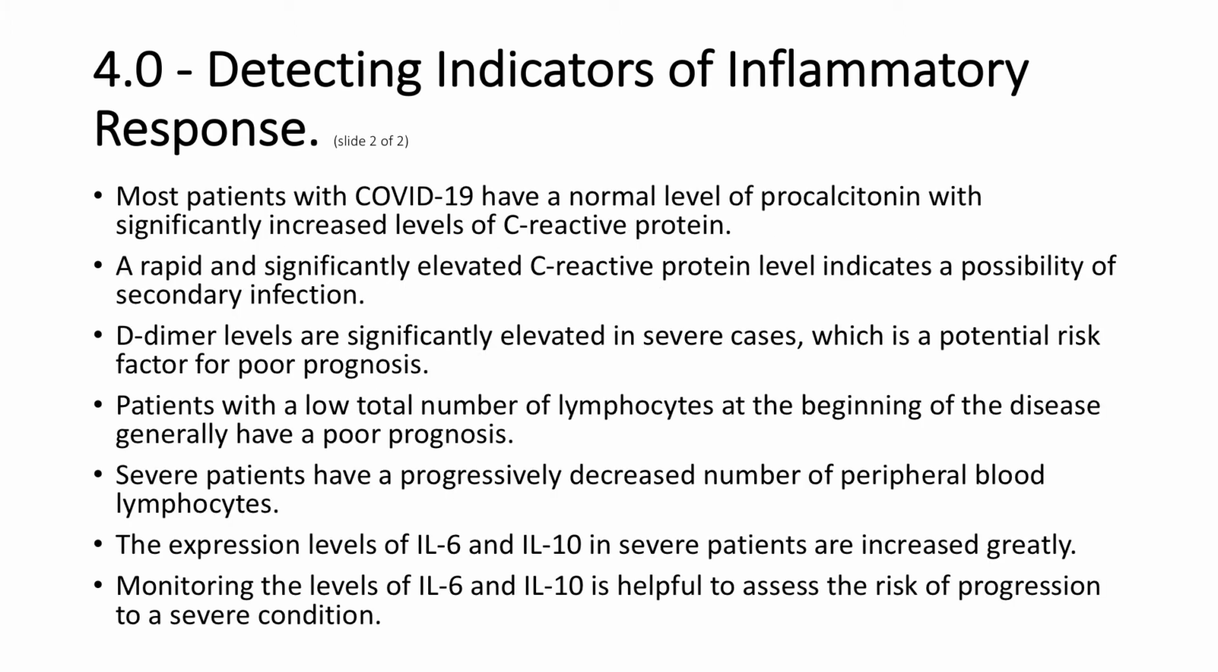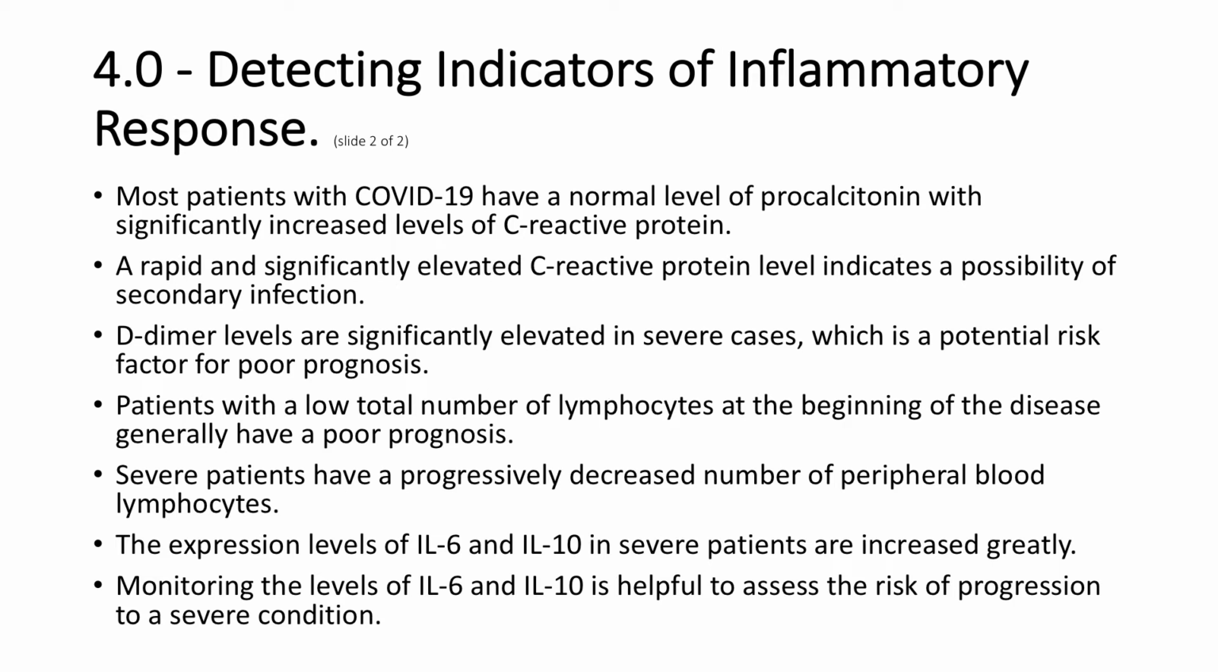Most patients with COVID-19 have normal levels of procalcitonin with significantly increased levels of C-reactive protein. A rapid and significantly elevated C-reactive protein indicates a possibility of secondary infection. D-dimer levels are significantly elevated in severe cases, which is a potential risk factor for poor prognosis. Patients with a low total number of lymphocytes at the beginning of the disease generally have a poor prognosis.